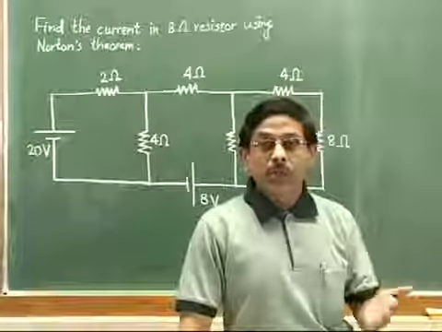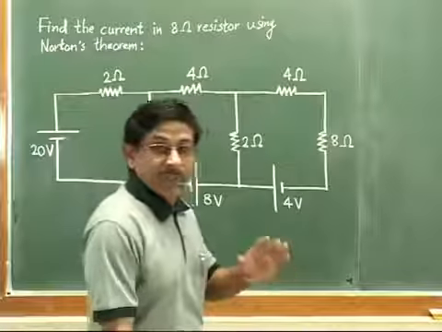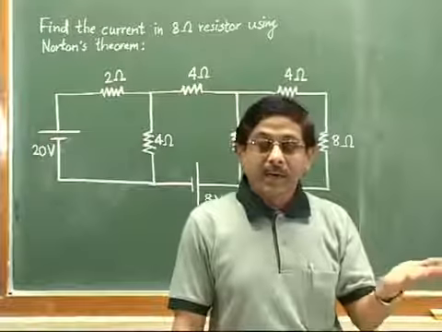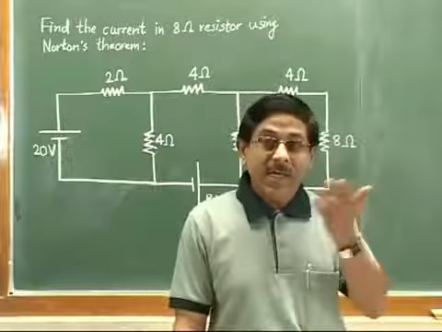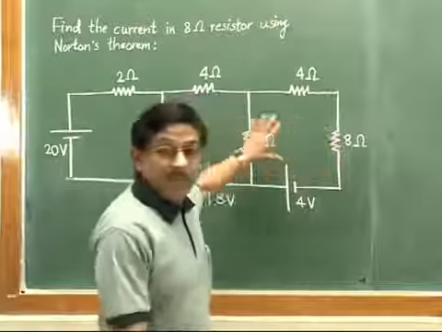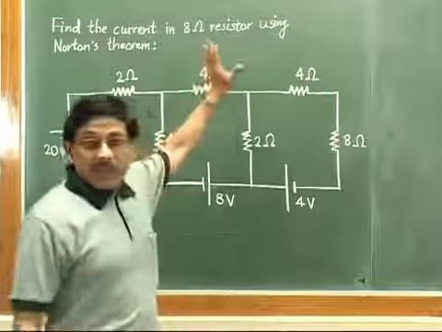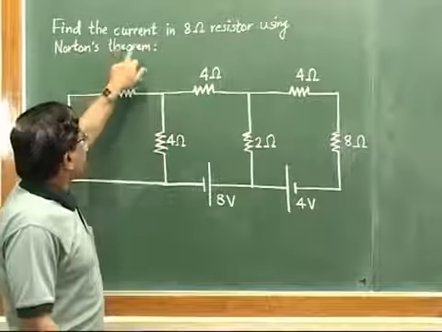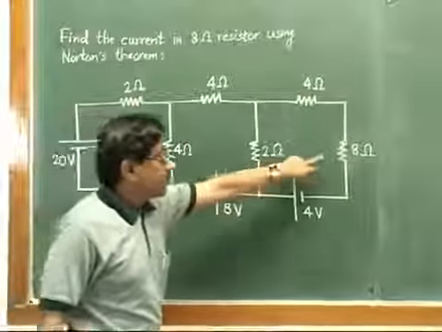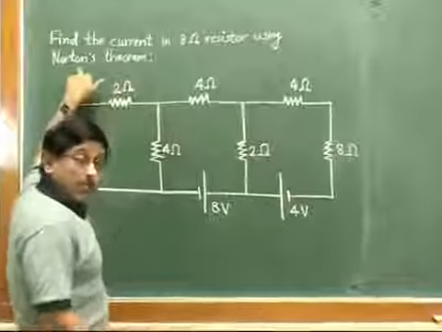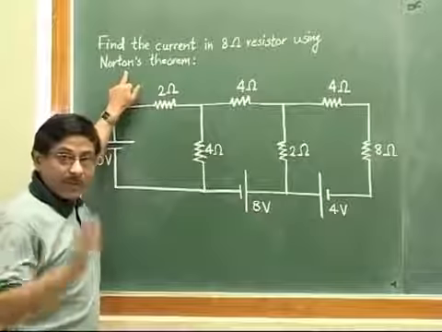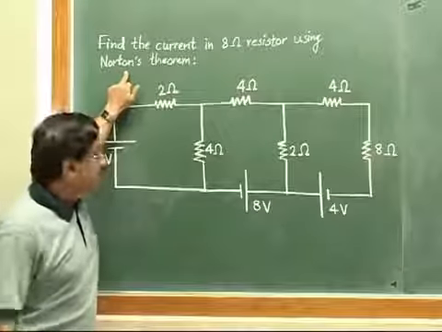So let us move to Norton's theorem. Again we have taken the same problem which we had taken for understanding Thevenin's theorem. So the same circuit I have taken, but the problem statement is changed. The problem statement is: find the current in the 8 ohm resistor, this one, using now Norton's theorem. Please see the earlier video on Thevenin's theorem.